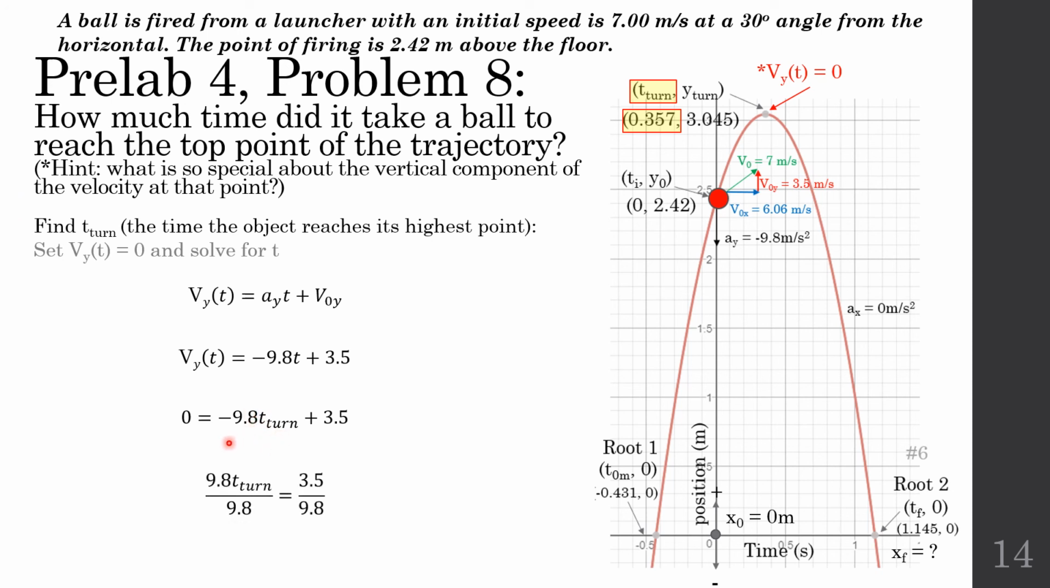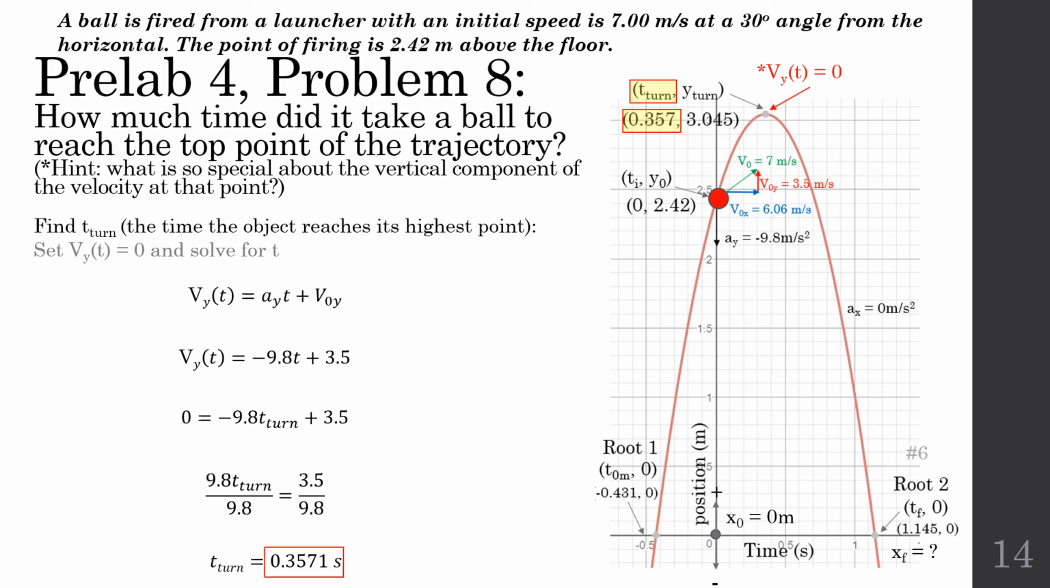We move our negative 9.8 t turn to this side, so that becomes positive, and that's set equal to 3.5. Then in order to isolate our t turn by itself, we need to divide both sides by 9.8. So we divide both sides by 9.8, and we get that t turn is equal to 0.3571 seconds. And that is our final answer.